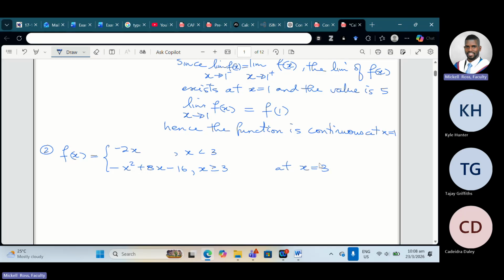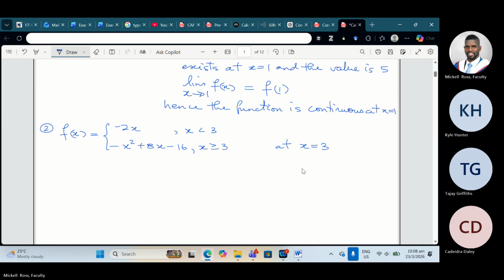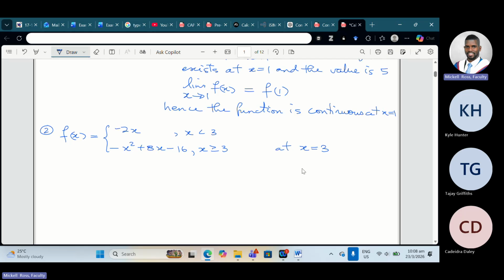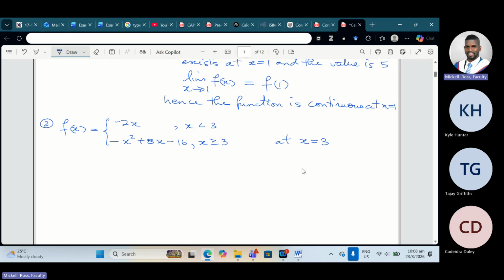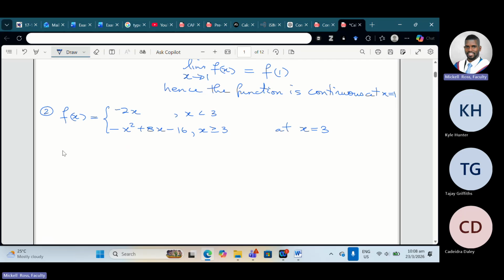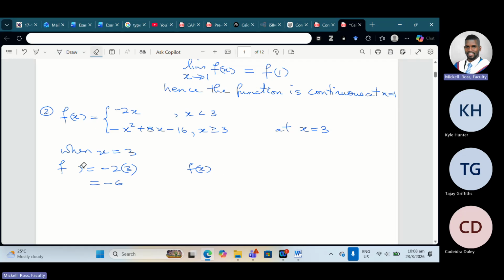All right, so we want to prove if this function is continuous at x is equal to 3. We're going to check it for both cases and see what we end up with for our answer. So when x is equal to 3, f of x is equal to, for both functions, negative 2 times 3, we get negative 6. And then f of 3, well, we could have put f of 3.